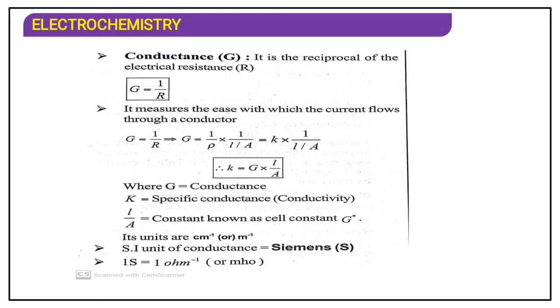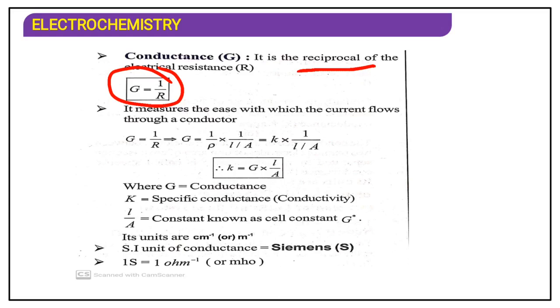So still we are discussing the resistance. Now there is another term that is called conductance. In the olden format, conductance is represented by C, but nowadays conductance is represented by G. So let us go to the definition of conductance. It is the reciprocal of the electrical resistance. Means if you take the reciprocal of resistance, you will get conductance. This is a general expression: G is equal to 1 by R.